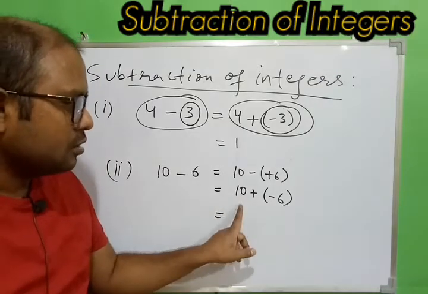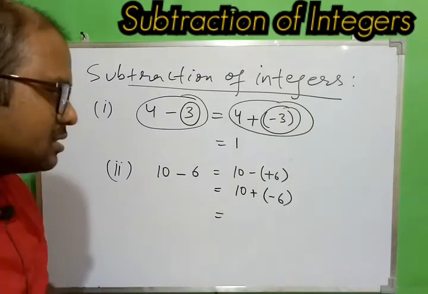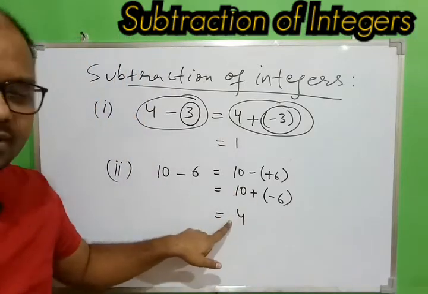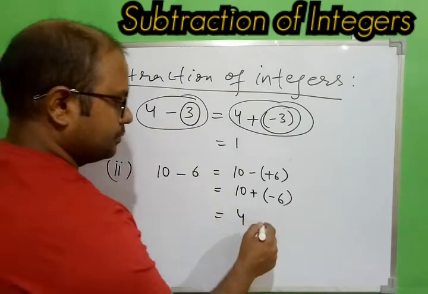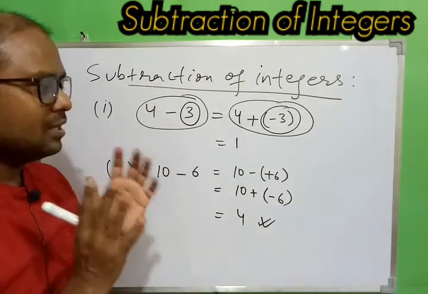We are adding one positive and one negative integer, and we know if we have positive and negative we always do this subtraction. 10 minus 6 is 4. 10 is greater than 6. 10 is having positive sign, so answer is 4 only. So that is the answer. So I hope you are able to get the answer. You are able to get the concept.